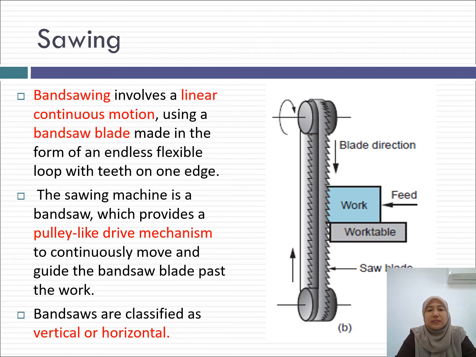The sawing machine is called a bandsaw, which provides a pulley-like drive mechanism to continuously move and guide the bandsaw blade past the workpiece. Bandsaws are classified as vertical or horizontal bandsaws. So you have bandsaws in the vertical direction or horizontal direction. Cutting only happens at the blade edge which has the cutting teeth.